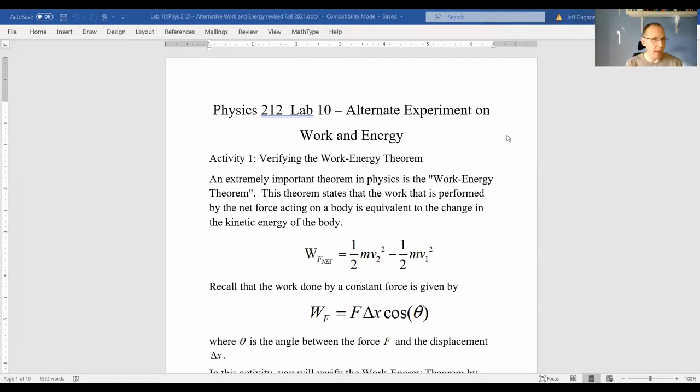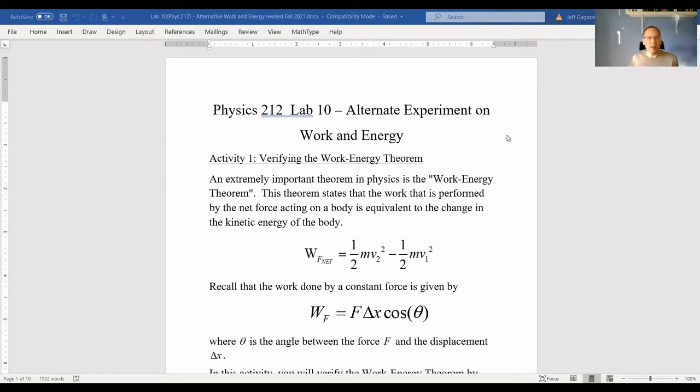This is Lab 10, which is the second experiment on the work energy theorem. So in this lab, we're going to use the Pasco car to do several experiments where we look at work and energy, and we also look at conservation of mechanical energy.